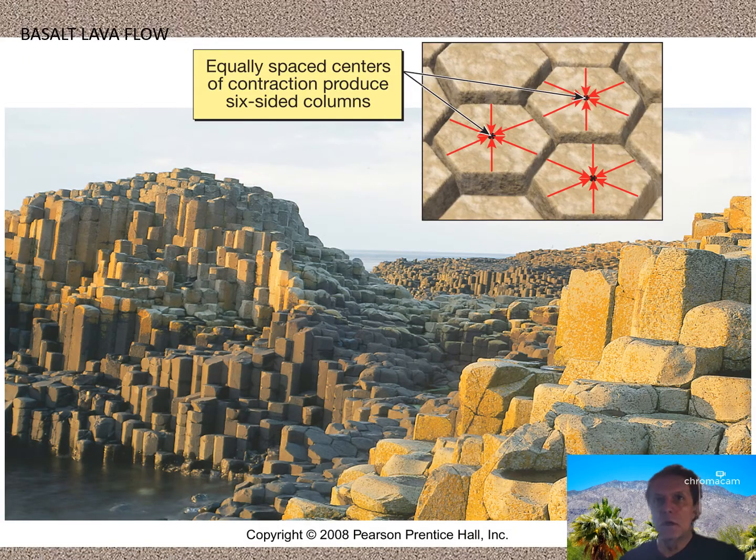As I mentioned, you can also get fractures in a rock mass through cooling. Here's an example of a basalt flow. I believe this is Giant's Causeway in Ireland.